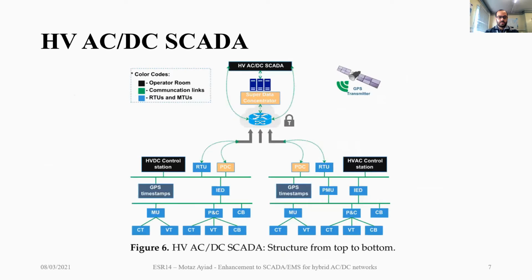The main assumption in this work is that the SCADA system is a centralized SCADA for HVAC/DC grids, which means that the two grids of the AC side and the DC side are connected together in one communication network. And the objective is to coordinate them and observe them simultaneously.